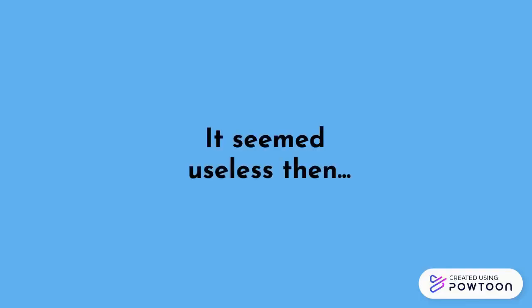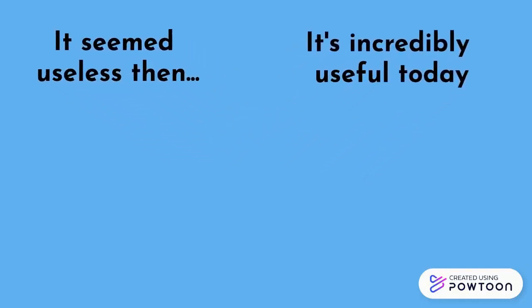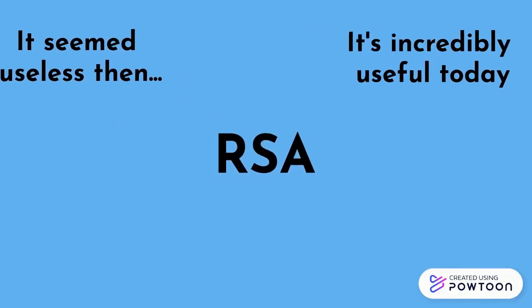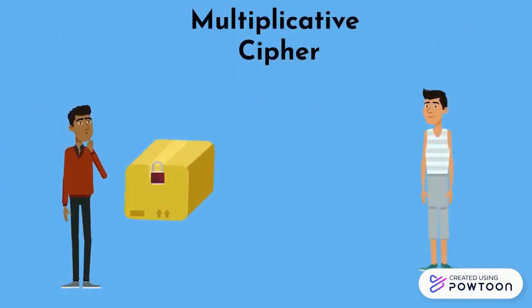Fermat's little theorem may have seemed useless then, but today it's being used every day, right under your nose in, you guessed it, RSA. So what's so great about RSA anyways? Here's a way to think about it. Imagine you're trying to send me a locked box. With a multiplicative cipher, you would lock the box and tape the key to the side of the box. Anyone could open that, though.